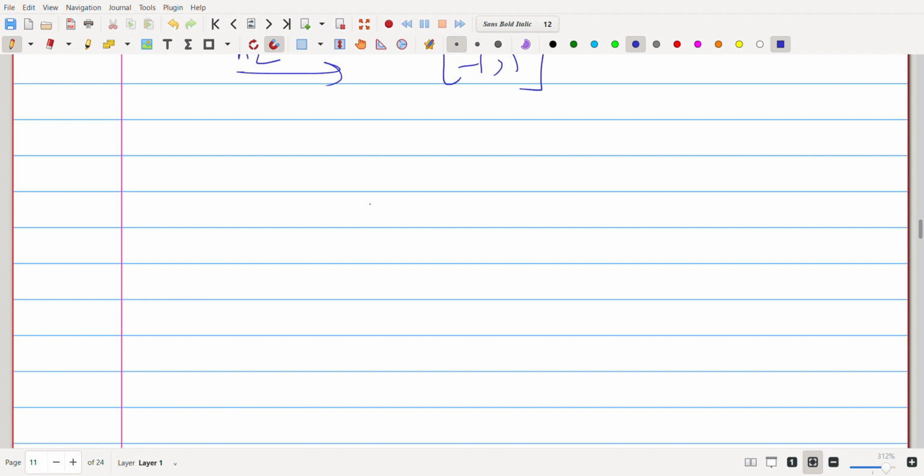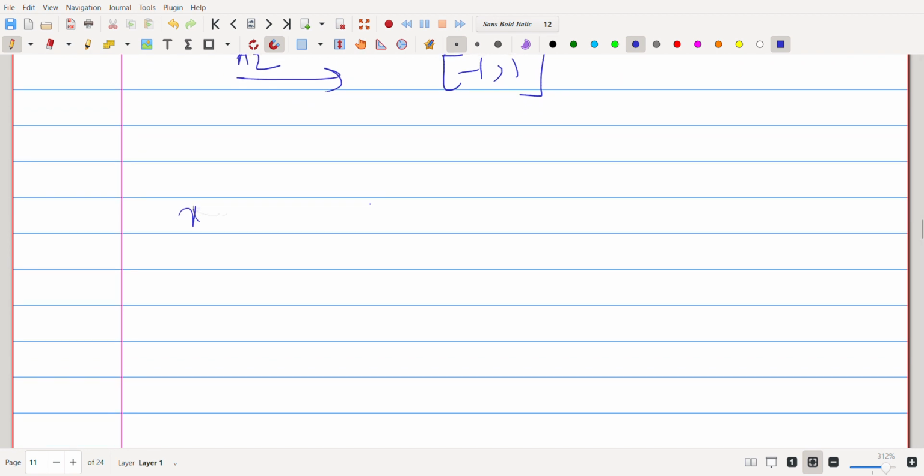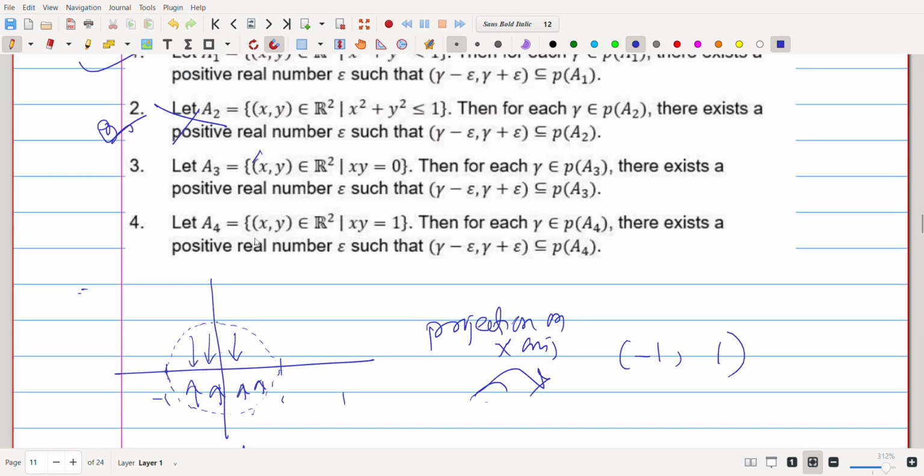Third one is xy equal to 0. So xy equal to 0 means it is basically two axes, right? So that means if you project it, this will become the x-axis. Hence it is an open set. So this is also correct.